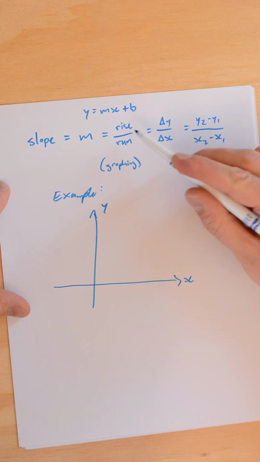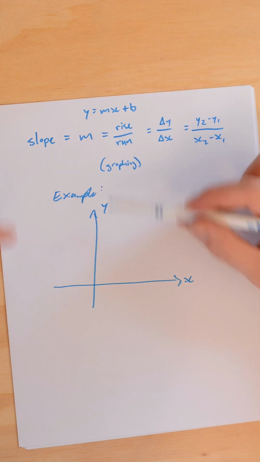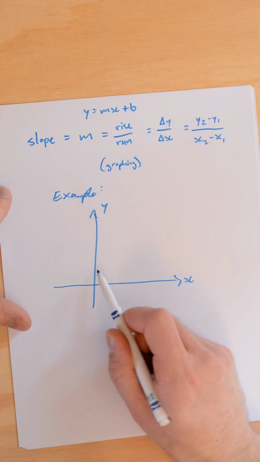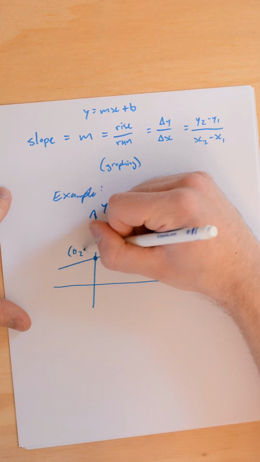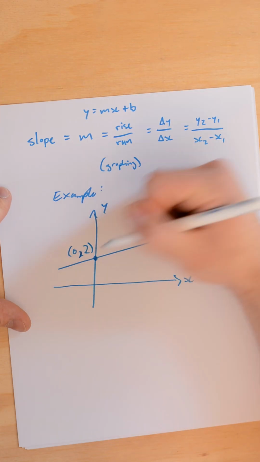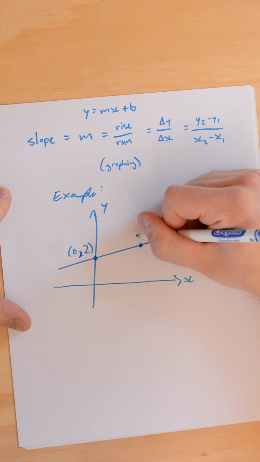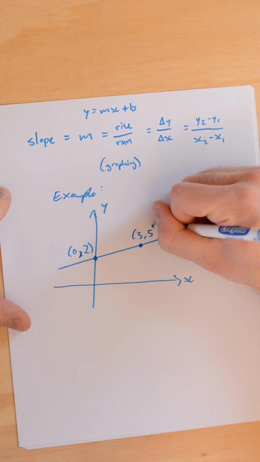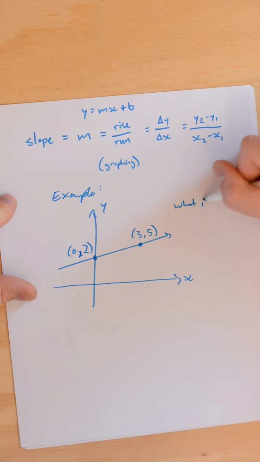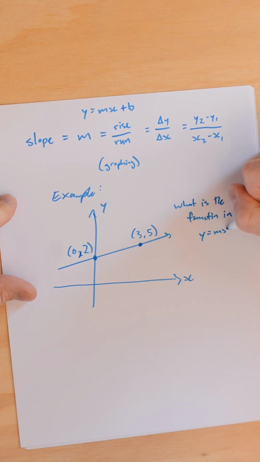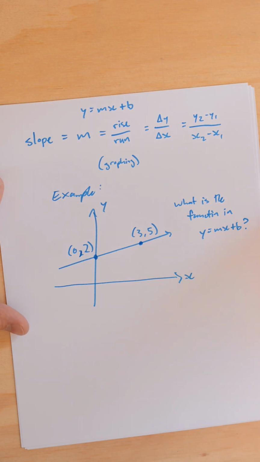So we just said rise over run is the easiest way for us to interpret slope when we're graphing. But what if they already gave you the graph? What if they gave you something like this, and we had a series of points? We had 0, 2, and maybe we have 3, 5. And we want to know what is the function in y equals mx plus b. What is this function if I wrote it as y equals mx plus b?